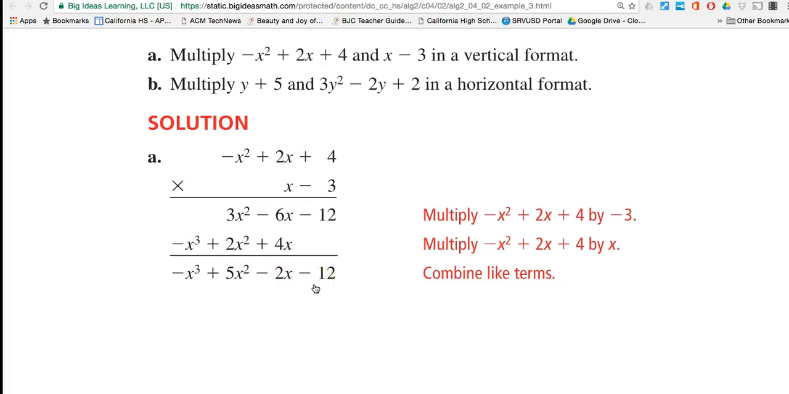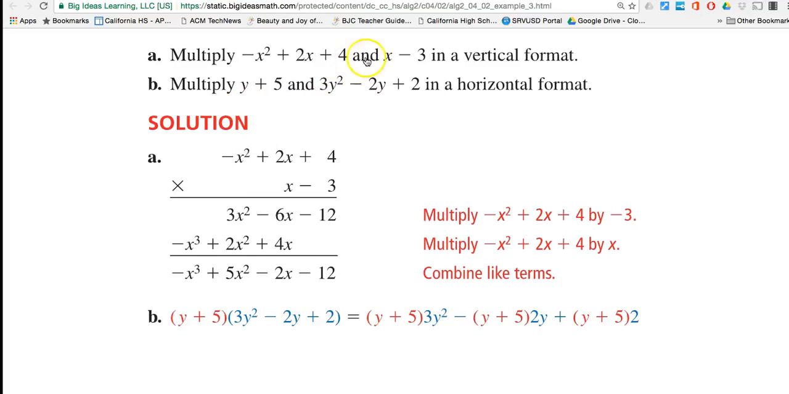Now, multiplying horizontally is a little bit different. What we're going to do is take our first polynomial and split up our second polynomial and multiply our first polynomial by each term separately. So you'll see we take 3y squared and we multiply that by y plus 5. Then we get minus 2y times y plus 5. Then plus 2 times y plus 5.